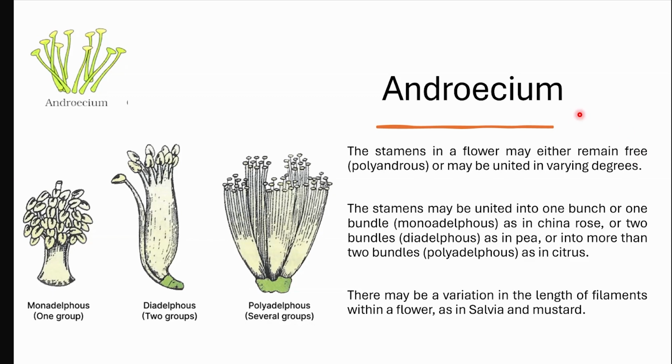Or they can be united in varying degrees. Two stamens can go together, two others can go together, three can go together, or a bunch can go together, or all of them can go together also. So the stamens may be united into one bunch or one bundle. If all of them are united into one bunch, it is known as monoadelphous. That is, there is one group, and all the stamens that are present are part of this group. So they are joined together, like this maybe. So this is monoadelphous.